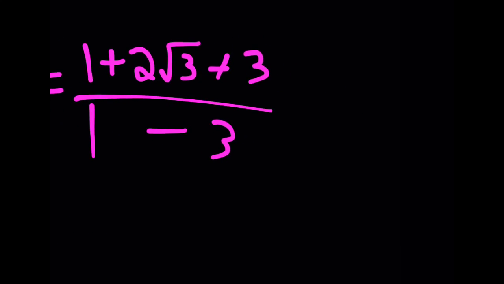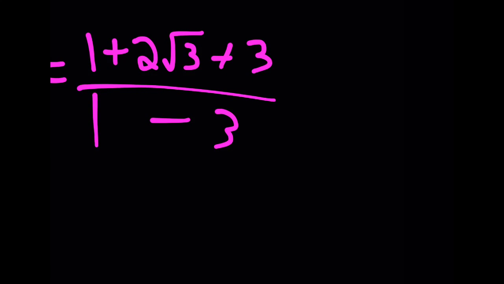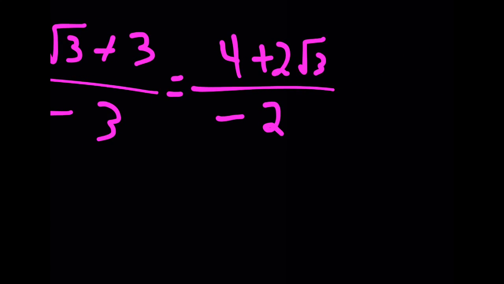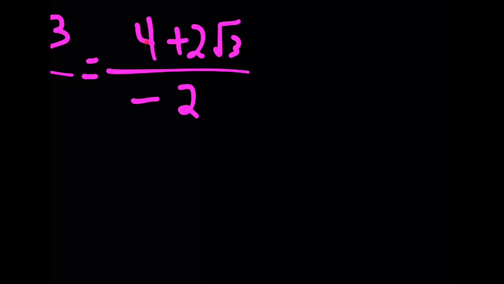Then we have to combine what we can combine. So on the top I've got 1 plus 3, which is 4, plus 2 root 3. Then over 1 minus 3. Can I take 3 away from 1? No, so it's negative 2. I cannot combine anything else on the top of this fraction.